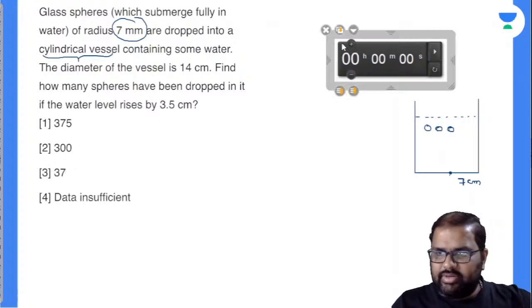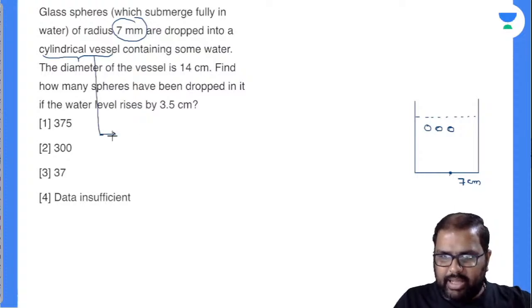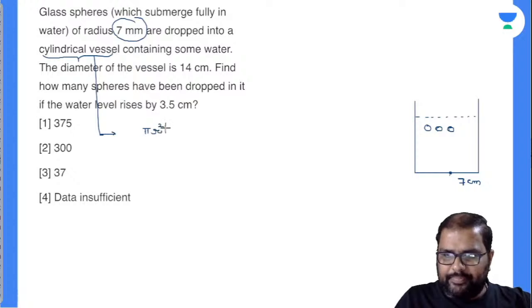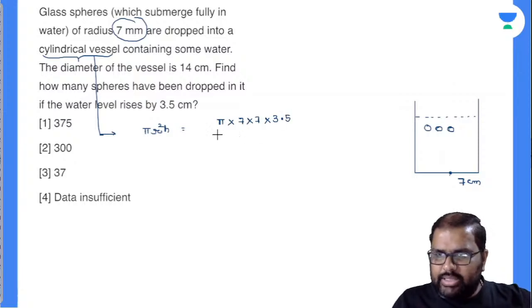So let's see, first of all, the volume of the cylindrical vessel. I will take down this value there, pi r square h. What is the total volume of the cylinder, beta? So this I will take as pi into radius 7, 7 into 7, height is 3.5 centimeter, beta. Now see here, this is the total volume available. So this total volume divided by the volume of each sphere will give you the number of glass spheres.